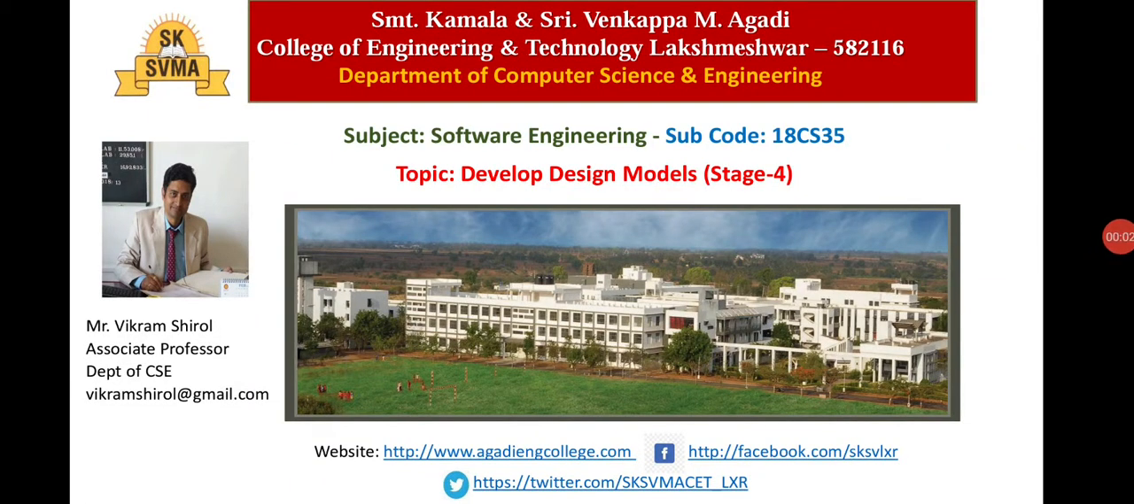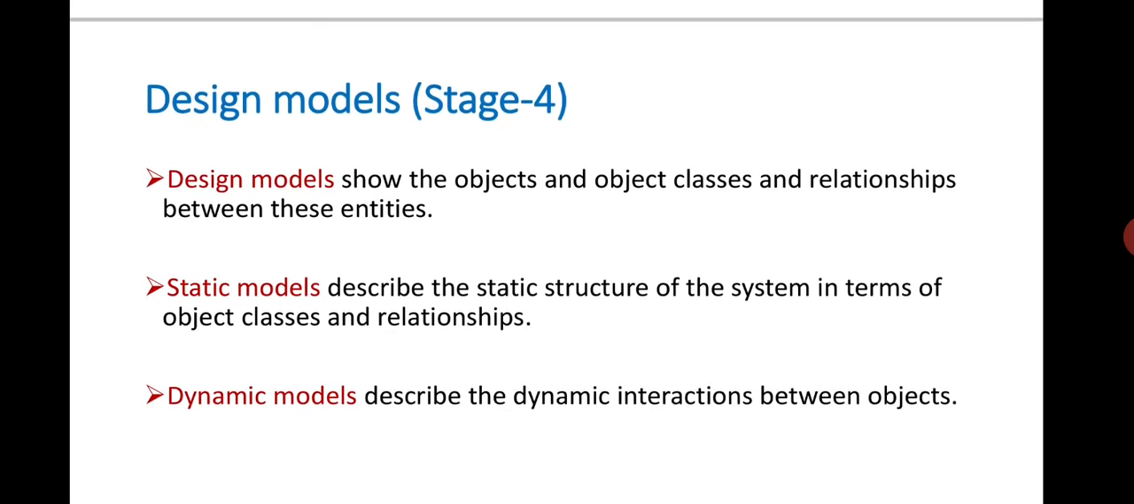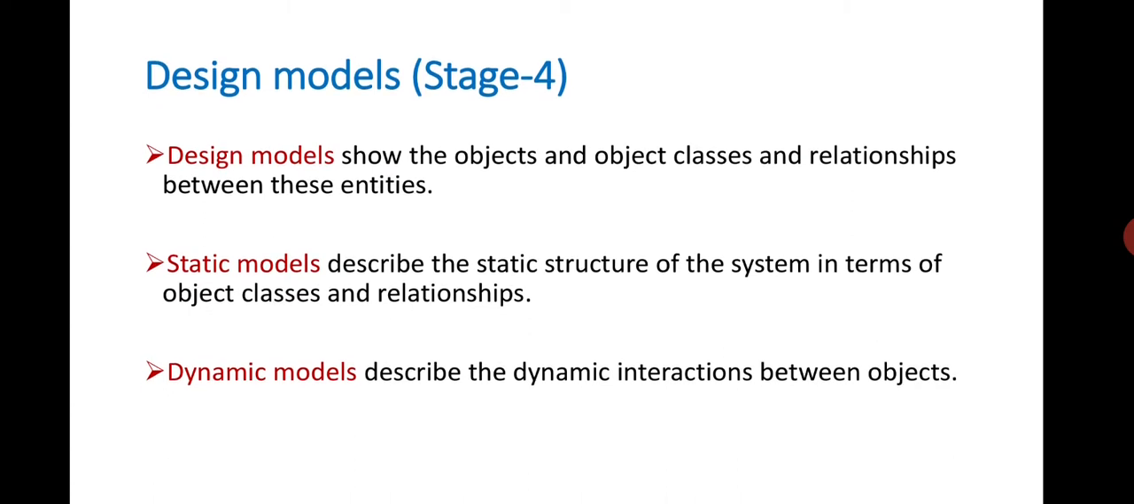So, dear learners, in this video we will be discussing the fourth stage of object oriented design, that is developing the design models. So this is stage number 4. In the previous video, we discussed stage 3, that is identifying the principal objects. Is it clear? Once we are able to identify the different objects, it is now our job to develop the design models.